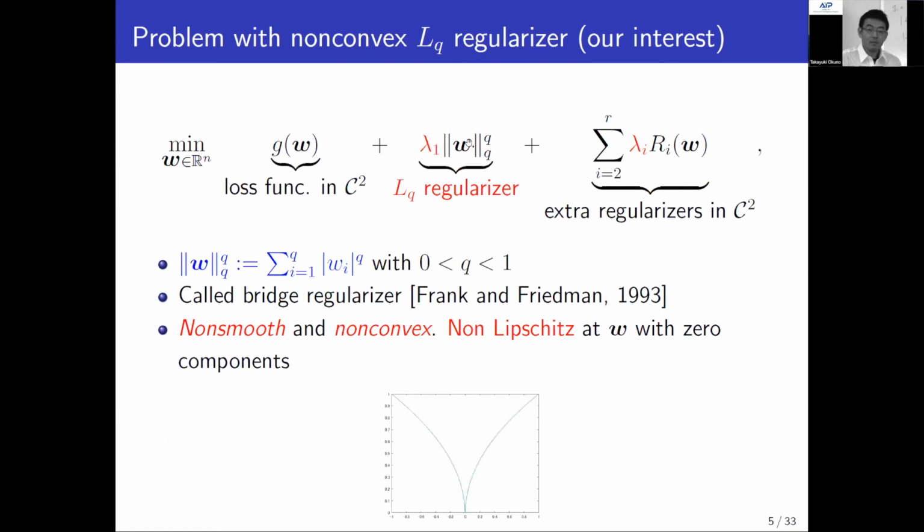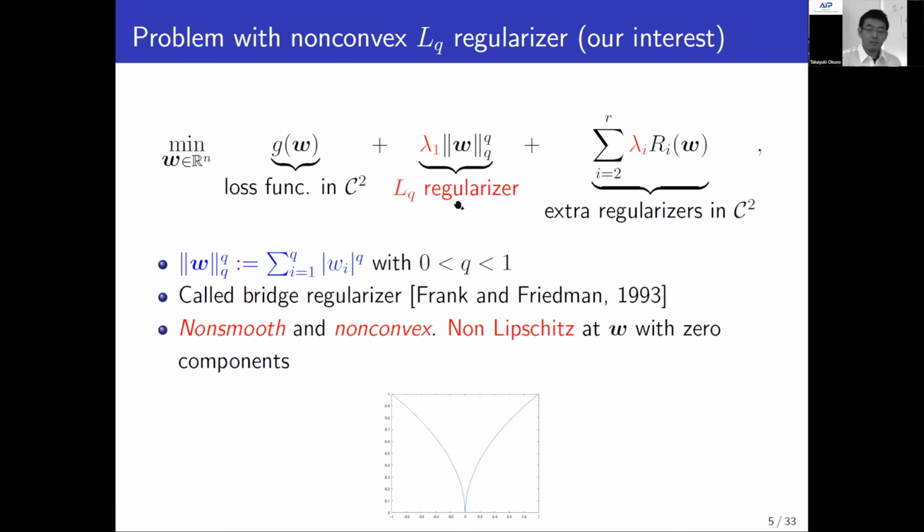This problem is featured by this LQ regularizer. The LQ regularizer, W to the Q, is defined like this: the summation of the absolute value of each component of W to the power Q, where Q is less than 1. G and the other regularizers are assumed to be C2 functions, that is, twice continuously differentiable functions.